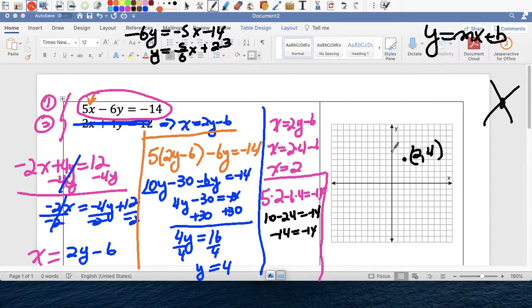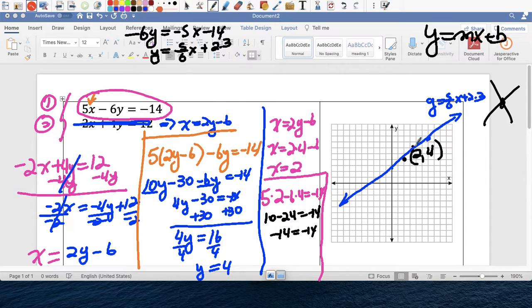1, 2, 3, 4, 5. 1, 2, 3, 4, 5, 6. Something like this. I'm going to change colors, make it a blue. And 2.33 is right about here. So that's my first one, which is y equals 5 over 6x plus 2.3.